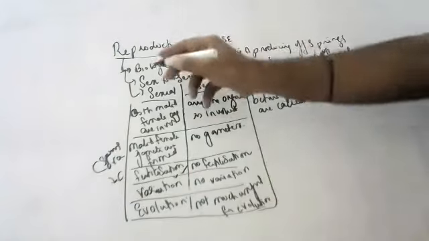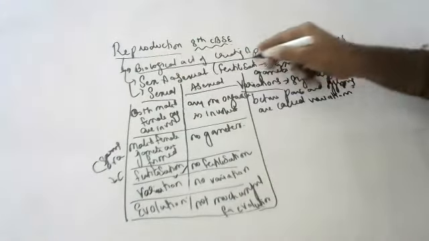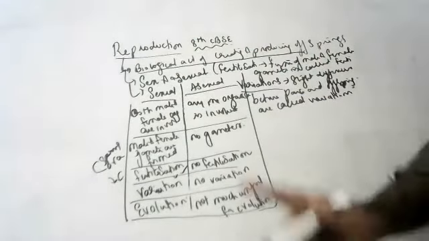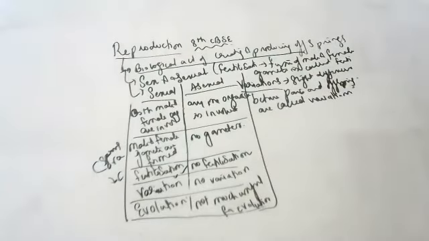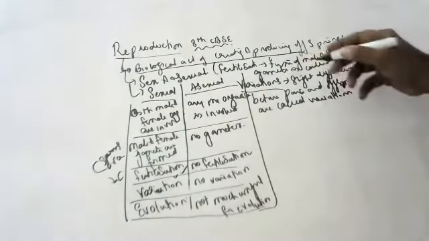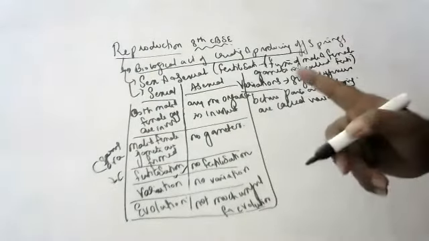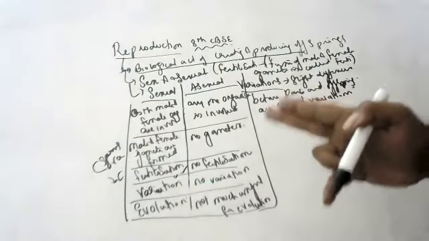So children, what is reproduction? The biological act of creating and producing offspring. There are two types of reproduction, sexual and asexual. What is fertilization? Fusion of male and female gametes is called fertilization.